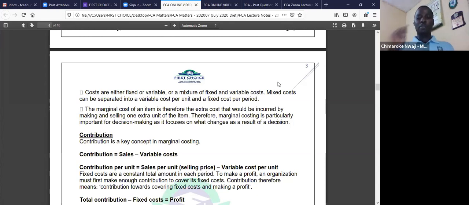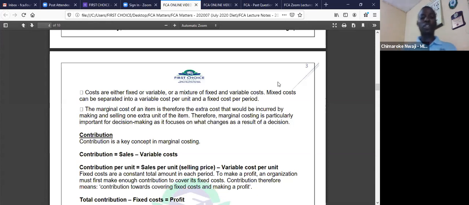Why is it possible? Because of the key ingredient, which is called contribution. So contribution is a key concept in marginal costing. Henceforth, know that you'll be hearing the word contribution in our lectures every given time, because PM or management accounting is all about studying costs. And marginal costing plays a major role in that study. And so because of that, contribution will be a key factor.